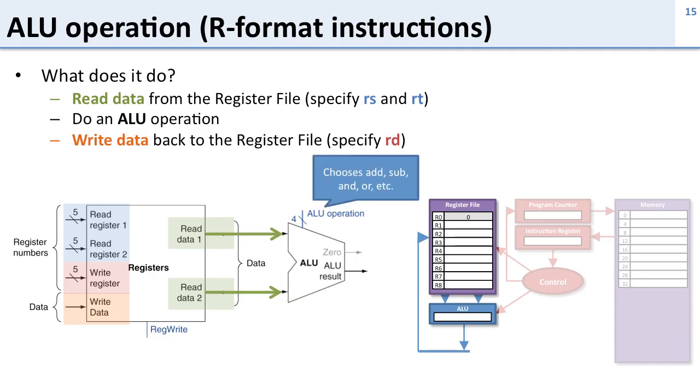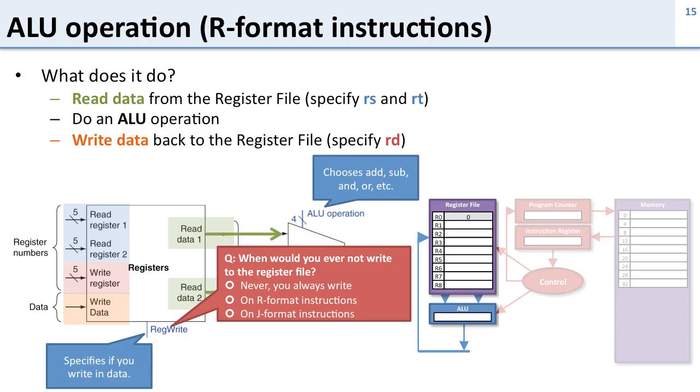So if we look at this here, we saw there's this ALU operation control. We also have another control here, reg write. This specifies if we're going to write data into the register file. So if there's a 1 here, the data that's on the write data input will write into the register, and if there's a 0, it won't write into the register. So here's a question. When would you ever not write into the register? Do you always write into the register file? Maybe on R format instructions or J format instructions.